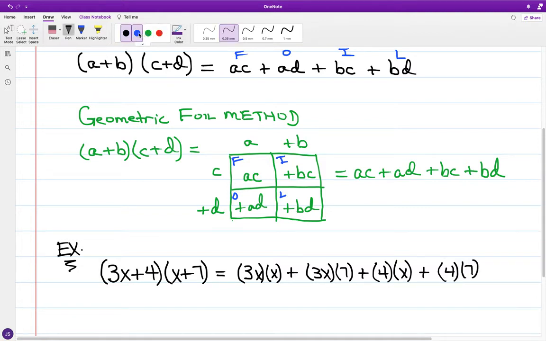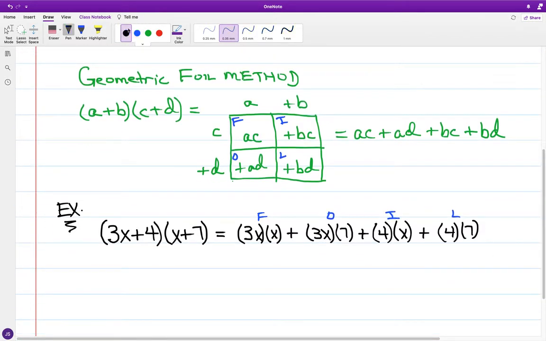Again, so you've got first, outer, inner, and last. Looking at the corresponding products, you have 3x times x, so this is going to form 3x squared. For the outside and inside terms, the outside 3x times 7 is going to be 21x. Inside we have 4 times x, which will be 4x. Last, we have 4 times 7, so this is going to be 28.